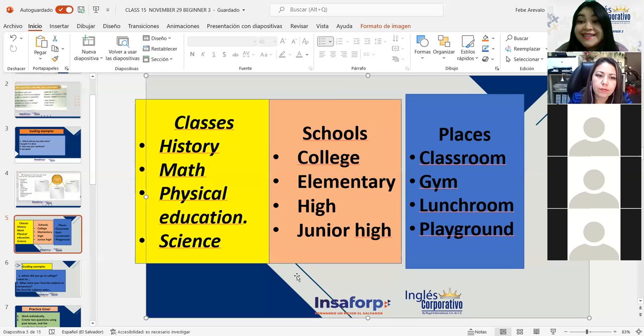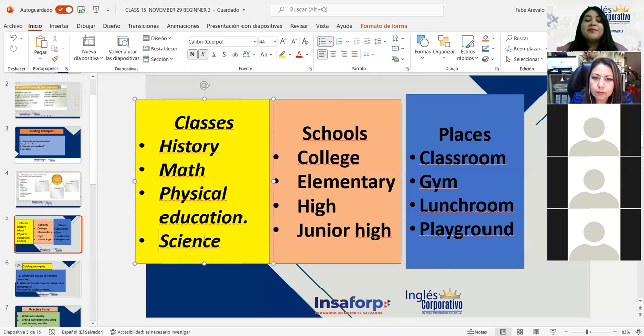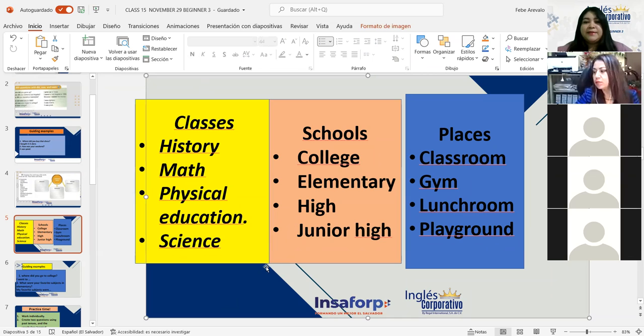Let's go with Emperatriz. Classes, history, math, physical education, science, school, college, elementary, high, junior high, places, classroom, gym, lunchroom, playground. Excellent. There you go. Science, everybody. Science is the subject. Exactly. There you go. Thank you, Emperatriz. Okay. That's how you pronounce it. Science, all right? Let me check.